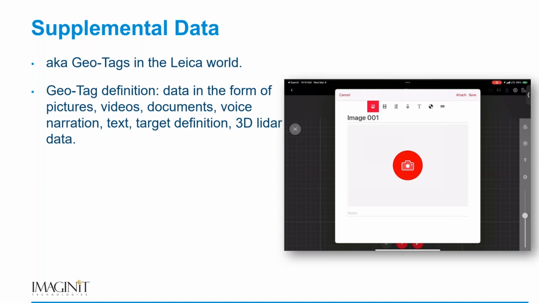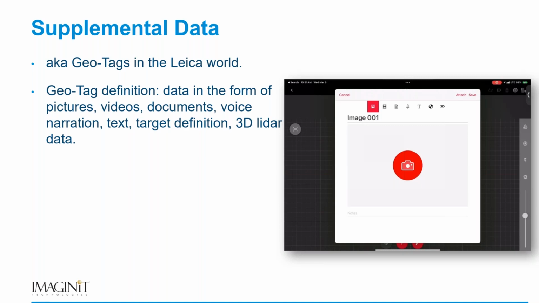All right, let's talk a little bit about our supplemental data. In Leica, we call this a Geo-Tag. Now, what in the world is a Geo-Tag? Well, my definition of a Geo-Tag is data that's in the form of pictures, videos, documents, voice narration, text, and by the way, I'm going left to right across that dialogue that you see on the right, and 3D LiDAR data.